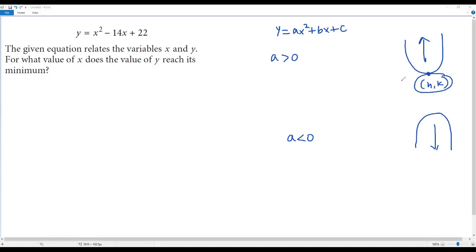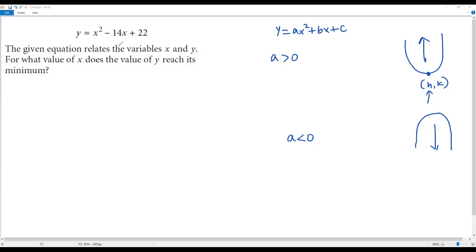So we say this is a minimum point because it is at the bottom of the graph. Okay, here this is the minimum point, and this k, I mean the y coordinate of the vertex over here, refers to the minimum value of y. But we have to find the value of x for which y reaches its minimum. So here h is the corresponding x coordinate for which the y coordinate is minimum. So in this case, we have to find the value of the x coordinate. When you get the value of the x coordinate, that's the value of x for which y reaches its minimum. So we don't need the minimum value of y. We just need the value of x for which y reaches its minimum.